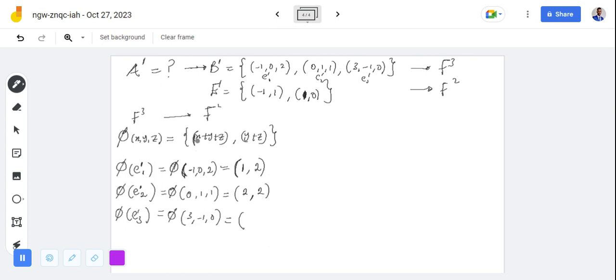For the third one, x is 3, y is minus 1, and z is 0. So let's substitute here. What are we going to have? We will get 3 minus 1, that is 2. 2 plus 0, that's also 2 as well. So that's how it works. And then for this one, minus 1 plus 0, that is minus 1.